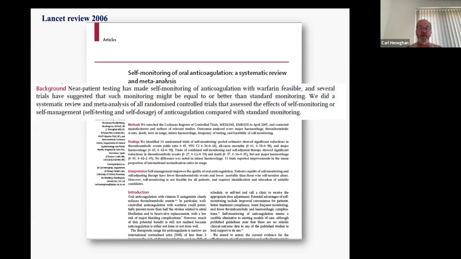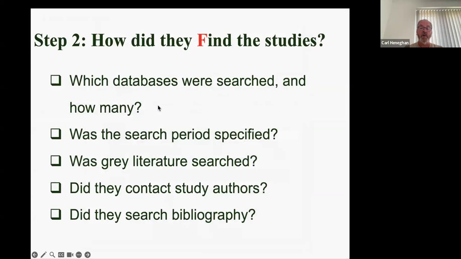Therefore, we did a systematic review and meta-analysis of all randomized controlled trials that assess the effects of self-monitoring or self-management. Now, look, that's a clear definition. Self-testing and self-dosing is self-management, whereas self-monitoring is you take the measurements and communicate with a health professional. And you're comparing that with standard monitoring. That's our PICO. So that's step one. We've got a clear question.